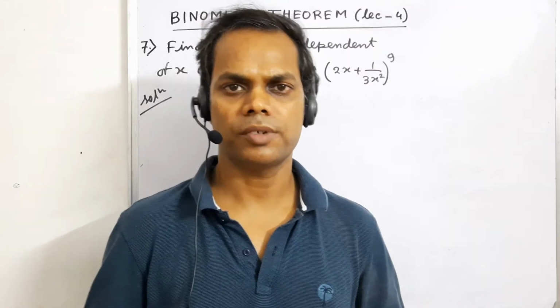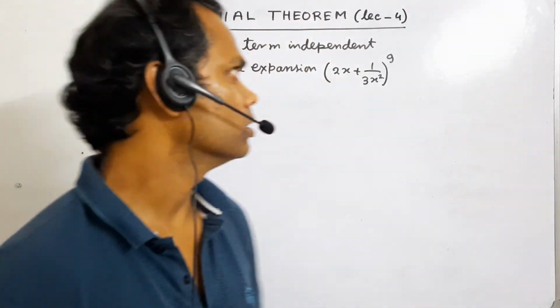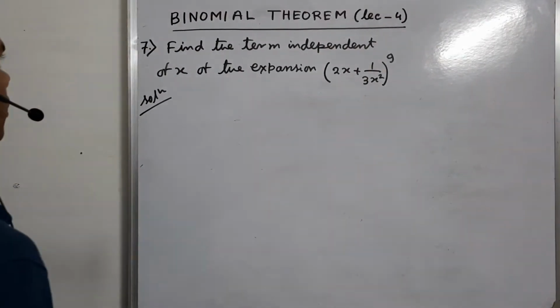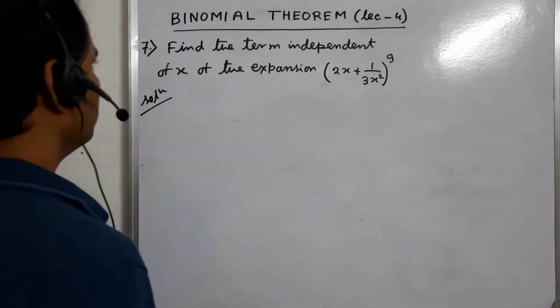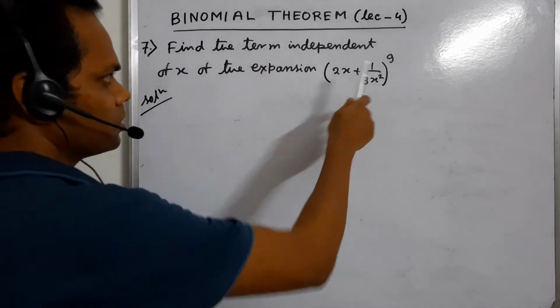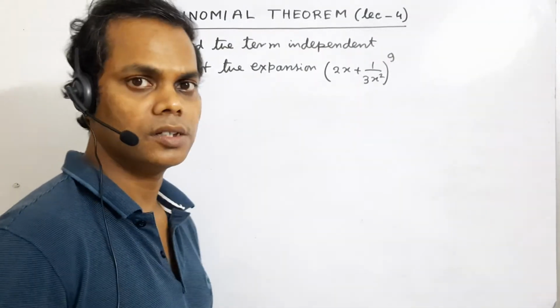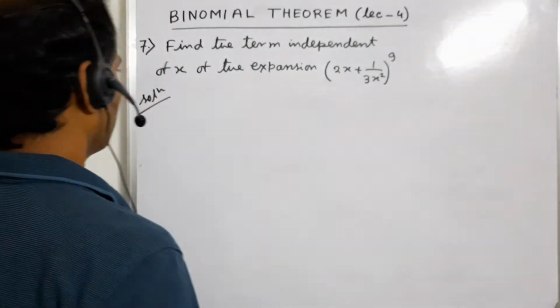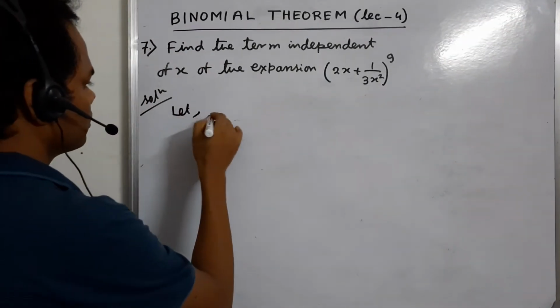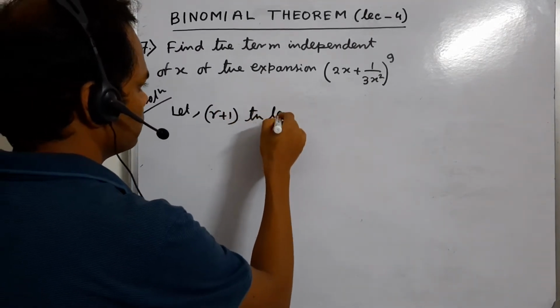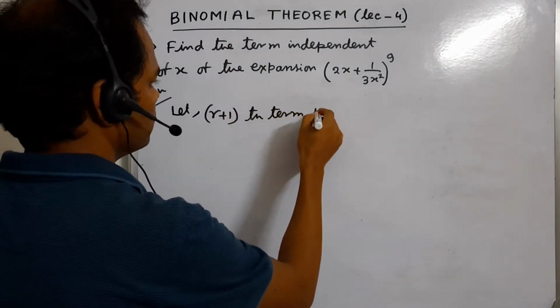Well students, the topic of the video is binomial theorem. This is our fourth lecture on this topic. Seventh term is: find the term independent of x of the expansion of this one. Independent of x means the power of x is equal to 0. Let the (r plus 1)th term be the required term.